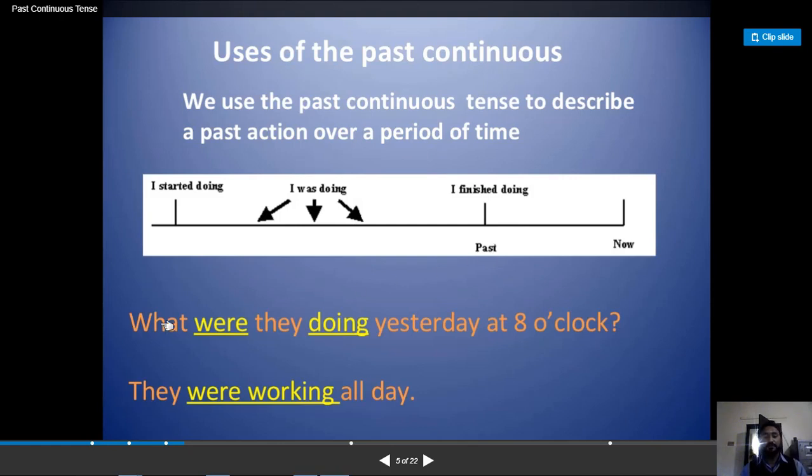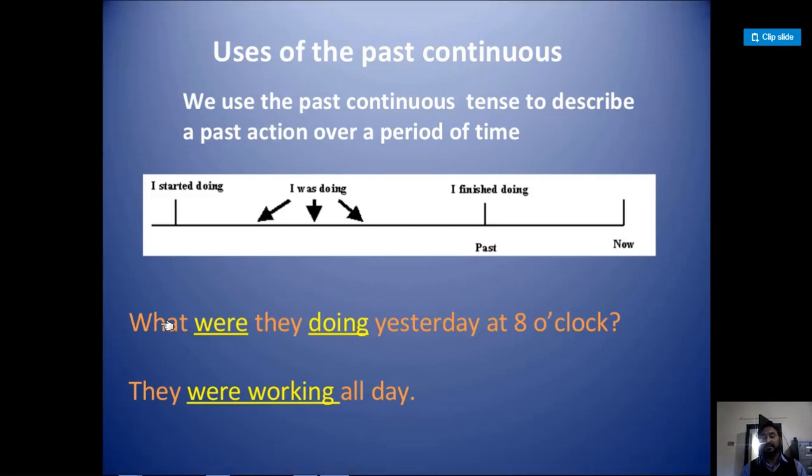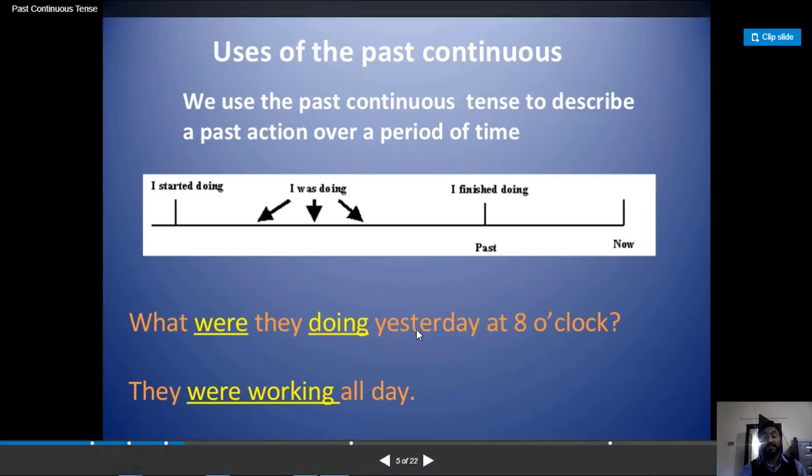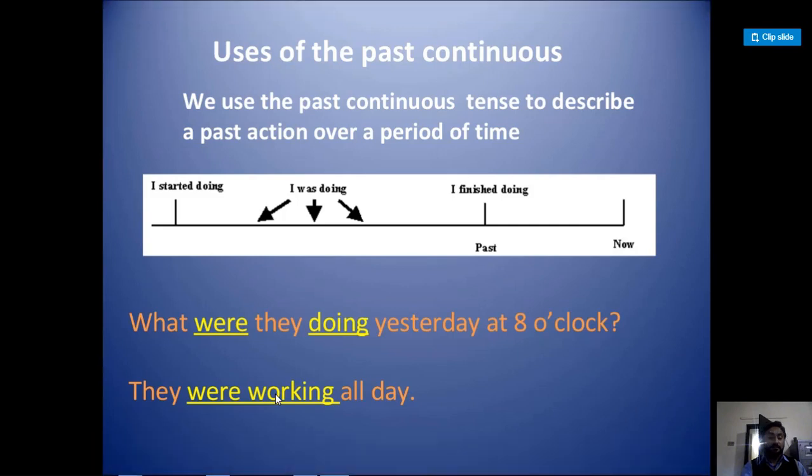Here you can see the example. What were they doing yesterday at 8 o'clock? Here you can see, they were working all day. They were working. It means the work started at some point of time, continued over a period of time, and finished at some point in the past. So it describes a continued action in the past.